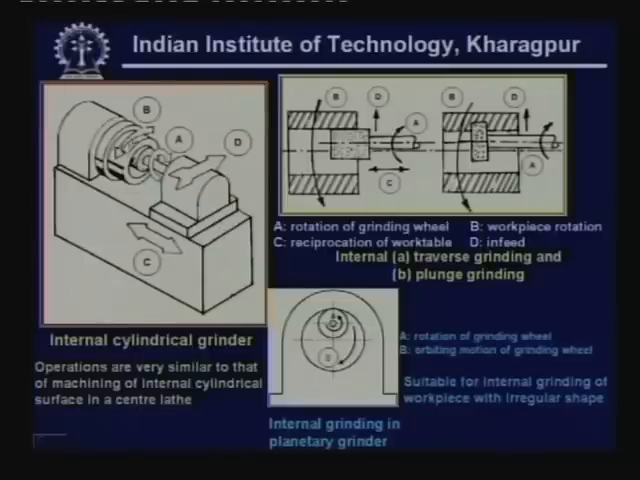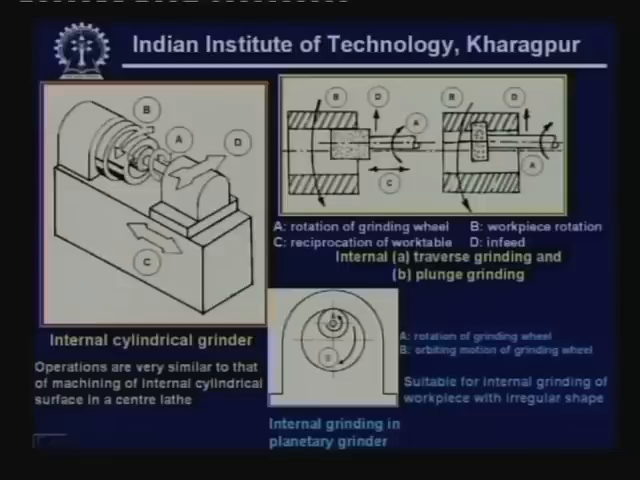Now, the workpiece has a rotation, then we have rotation of the grinding wheel, then we have the reciprocation of the grinding wheel. Now, in this machine, the rotation can vary from several thousand to just 100,000. It depends upon the diameter of the wheel.